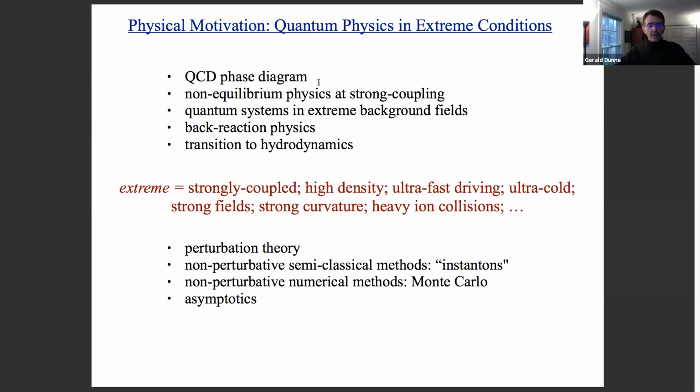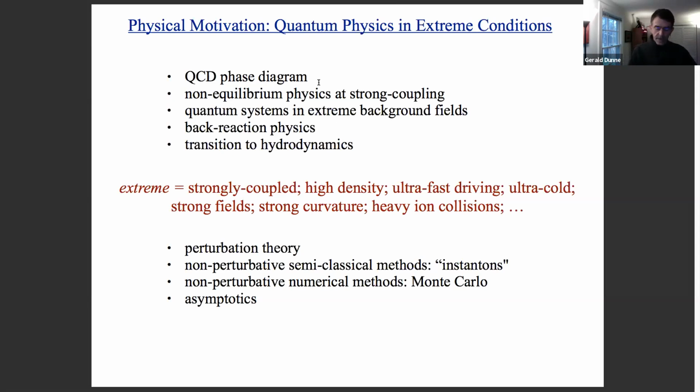Now, some of the standard tools for addressing problems like this in quantum field theory would be perturbation theory, semi-classical methods like instantons, numerical methods, which are very powerful, Monte Carlo, and things like asymptotics: large N, strong coupling, weak coupling expansions. But for these problems in extreme situations, these standard techniques have various limitations that we're all aware of.